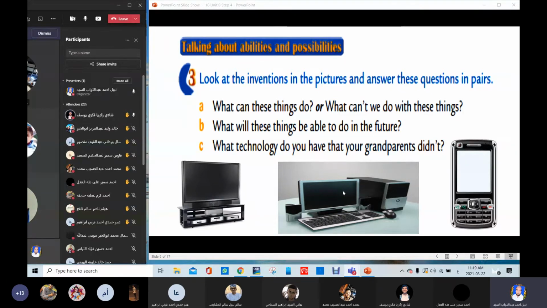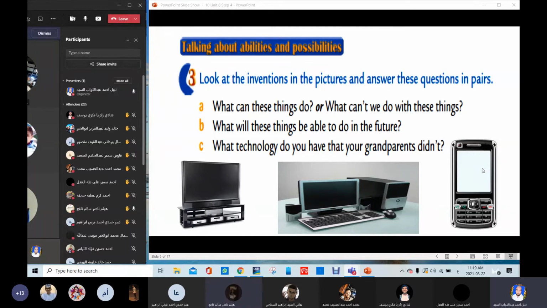Shadi, think about it. We can't clean the house with the computer. Very good. Yes, we can't clean the house using the computer. Good. Can you cook with the computer? We can't cook with the computer. Good. What can't you do with the mobile phone? Haytham Nasir, what can't you do with the mobile phone?